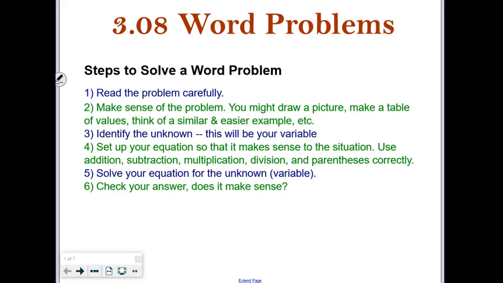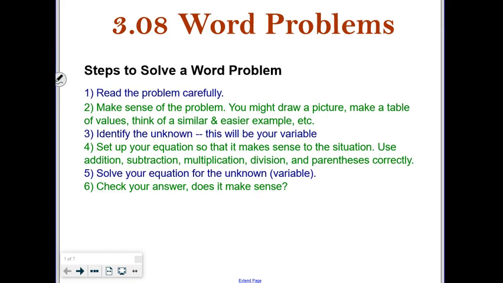So make sure you read the problem, maybe reread it if you need to. Step two then will be make sense of the problem. You might want to draw a picture, make a table of values to see a pattern forming, think of a similar and easier example, etc. Just do something that might help you make sense of the problem or think of a scenario. And then identify the unknown. So there's going to be something that we don't know in each of these problems that we will want to find out. This is going to be our variable.